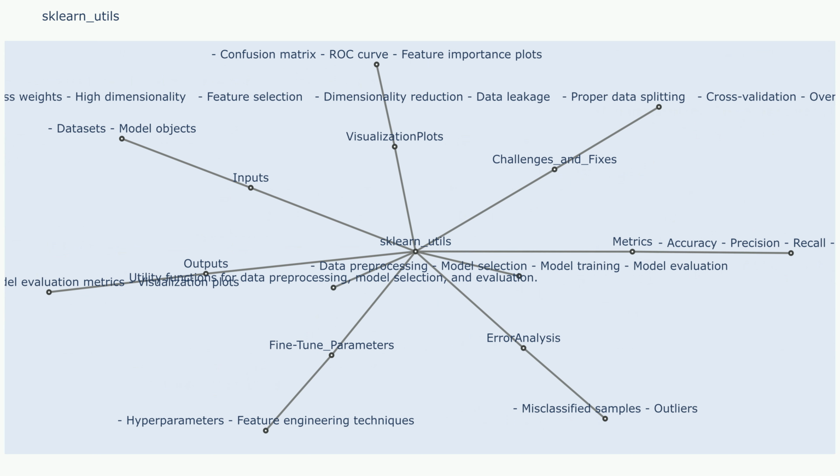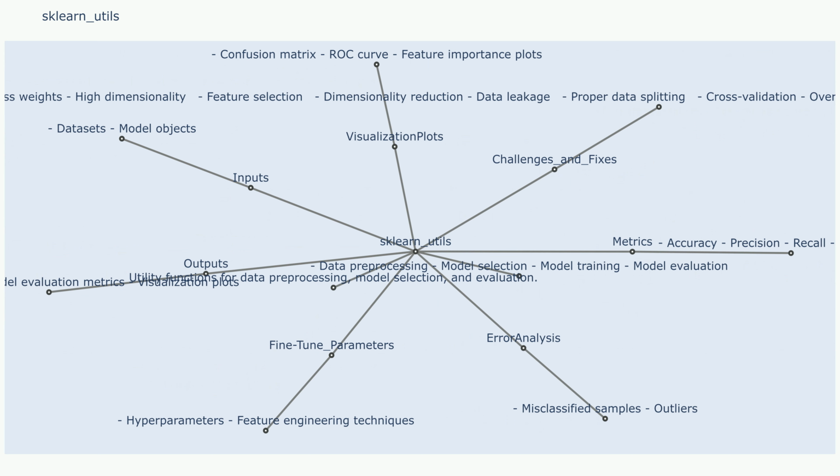Uncertainty methods. Uncertainty method 1. Explain in detail. Sklearn utils don't natively provide uncertainty quantification methods. However, they often serve as building blocks for uncertainty estimation techniques. For example, cross-validation methods, e.g., k-fold cross-validation provided by sklearn, can be used to generate multiple model predictions and estimate uncertainty by analyzing the variability in these predictions.